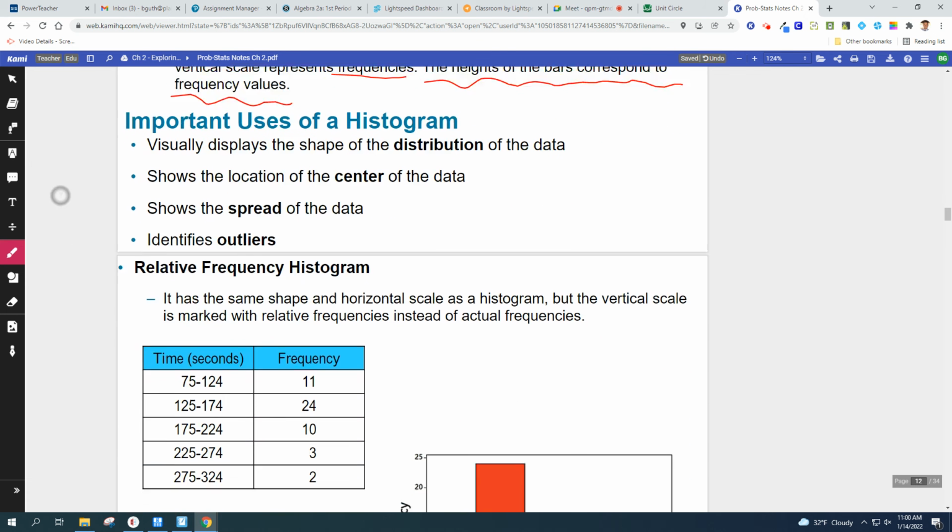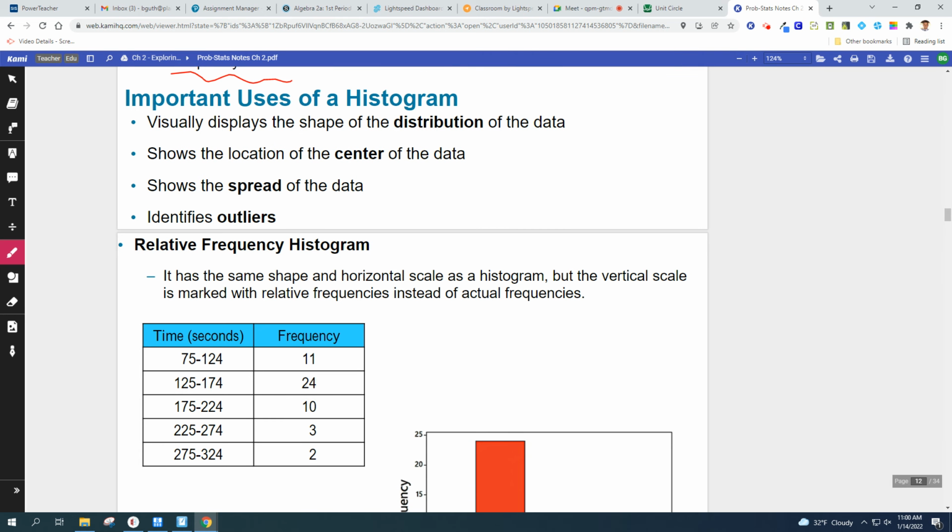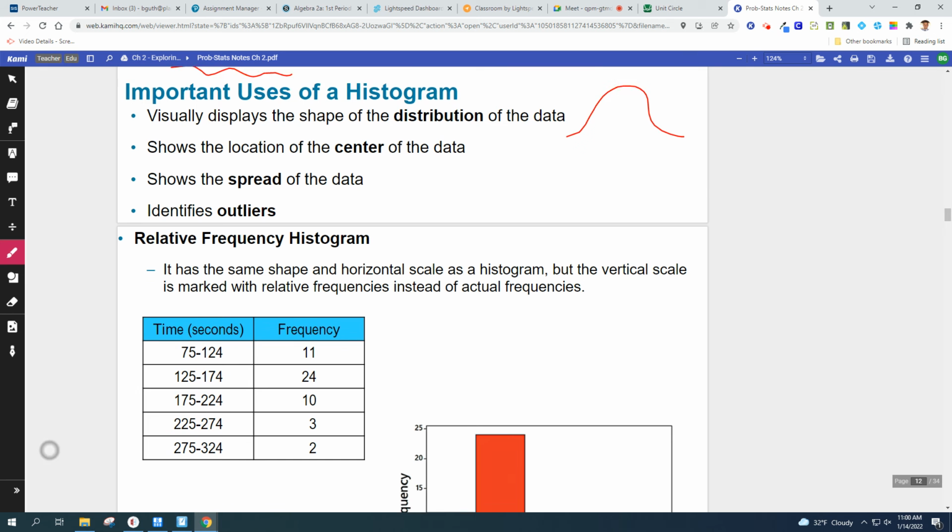Important uses: visually displays the distribution. Sometimes that's like a bell shape. Shows the location of the center of the data. That's like mean, median, and mode type stuff. Shows the spread, identifies outliers.